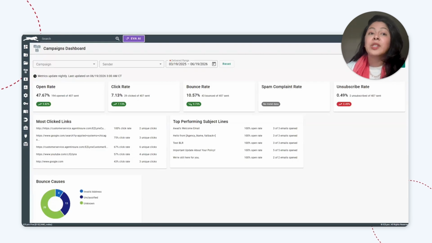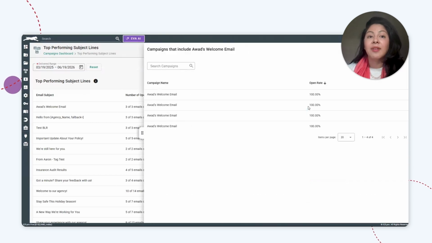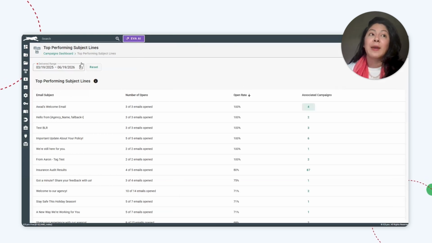Subject lines influence whether an email gets opened at all. The top performing subject lines insights card helps you see which subject lines drive the highest engagement. Over time, this information helps you recognize patterns: clarity, relevance, timing. You can reuse this information to attract engagement in future campaigns.